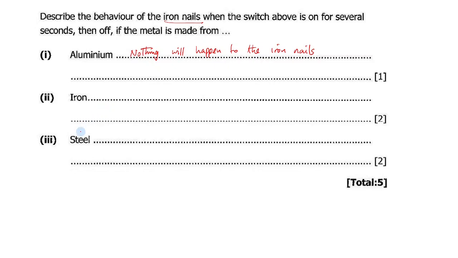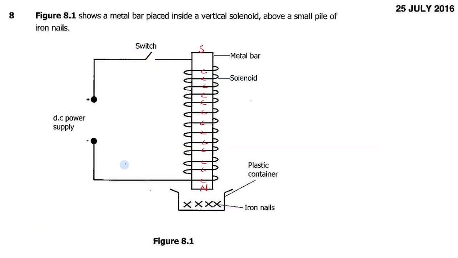So if the metal is made from iron, the iron is a magnetic material. So since iron is a magnetic material, when it is closed, it will become a magnet. So immediately it is switched on, the iron nails will be attracted immediately to the metal bar. And when it is switched off, they would immediately drop.